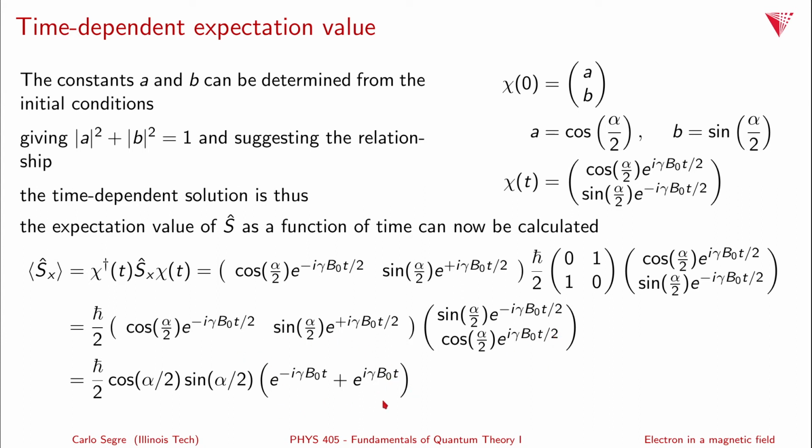Well, this, we're all familiar with. This is just equal to 2 cosine of gamma b sub 0 t. But more than that, this is the half angle formula, which means that cosine alpha over 2 times sine of alpha over 2 is simply one half sine alpha. And this is 2 cosine gamma b sub 0 t. The 2's cancel, and we get h bar over 2 sine alpha cosine of gamma b sub 0 t.